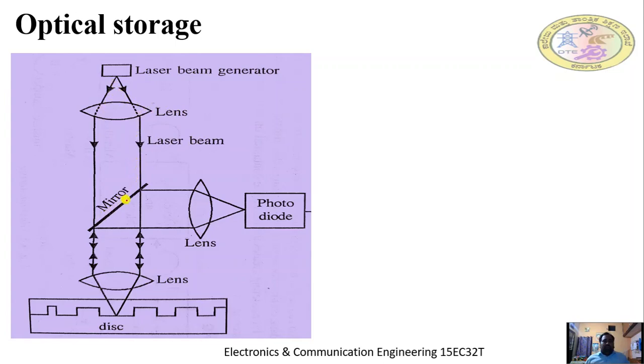And a mirror is used here, and a photodiode assembly is also here. The mirror is used to provide the reflectivity and to make them focus on the lens system, which is further fed as input to the photodiode. This photodiode is responsible for reading the data that is stored on the optical medium, and this is the optical medium here.